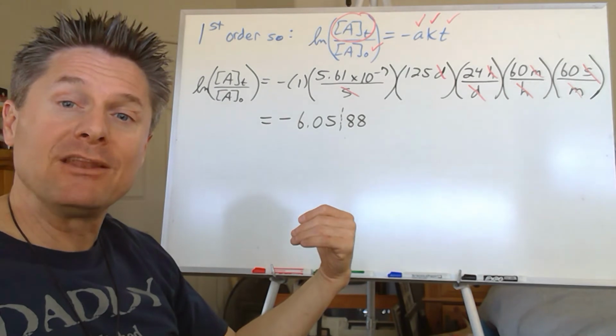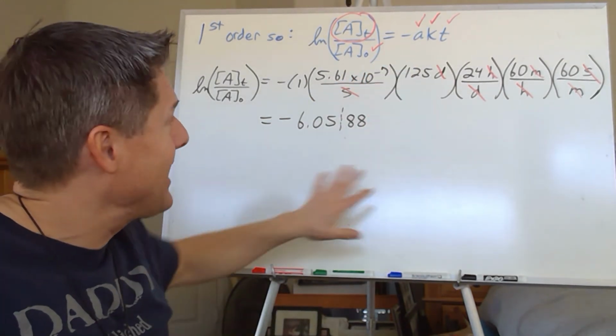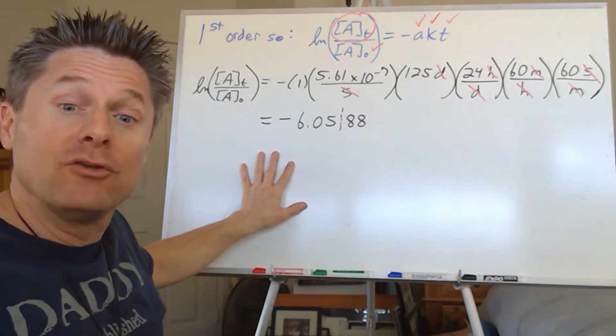So if you want to jump ahead of me and do that, great. But that's my first step, get that negative akt on the right-hand side. Now let's get rid of the logarithm. I'll do that real quick.